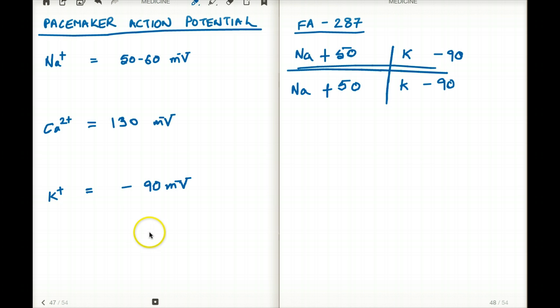Whenever we have a positive change in our membrane potential, the membrane is more likely to get depolarized. So increasing permeability of sodium or calcium tends to make the membrane potential more positive and more depolarized. And increased potassium would make the membrane more negative, hence repolarized. Now that we understand how the different ions make changes, let's talk specifically about pacemaker action potential.